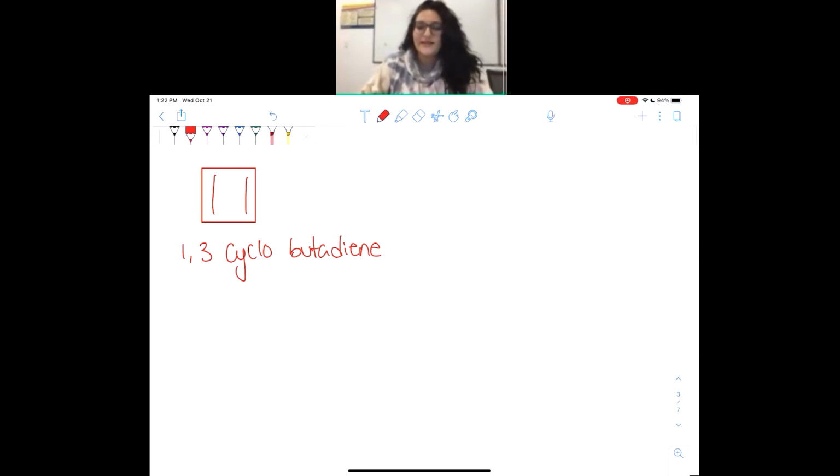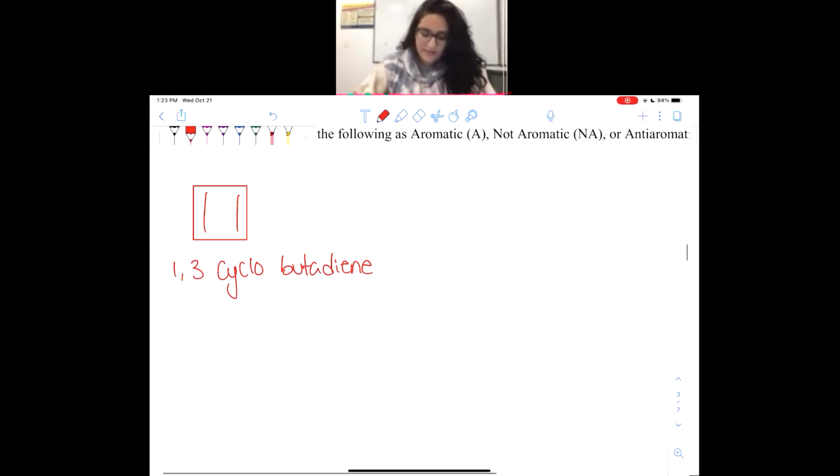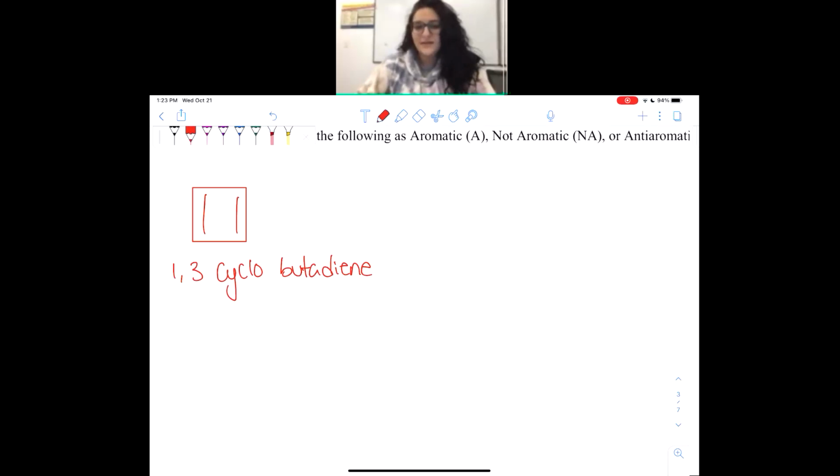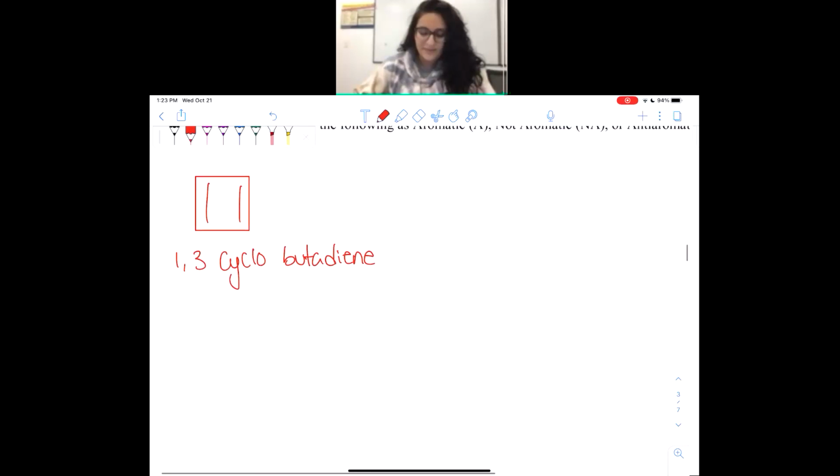The reason for that is it is cyclic, planar, and fully conjugated, but we have 1, 2, 3, 4 pi electrons. So what rule does that follow? Is it Huckel's rule or the other one? The other one, 4n, exactly. Cool. So now this is going to follow the same idea. It's just going to be slightly different.